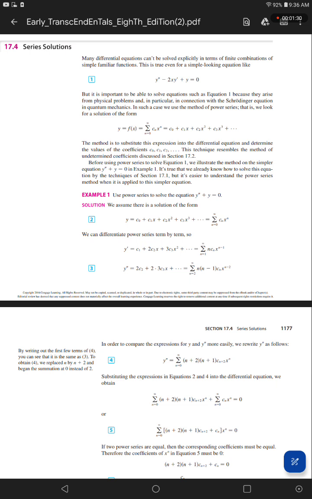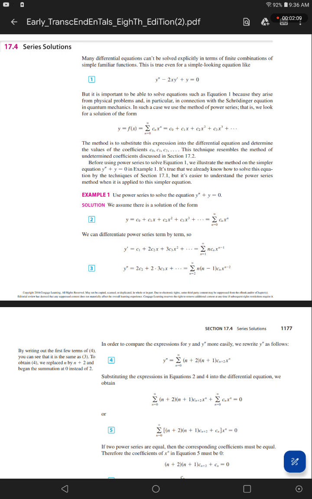This technique resembles the method of undetermined coefficients discussed in section 17.2. Before using power series to solve equation 1, we illustrate the method on the simpler equation y double prime plus y equals 0 in example 1. It's true that we already know how to solve this equation by the techniques of section 17.1, but it's clearer to understand the power series method when it is applied to this simpler equation.